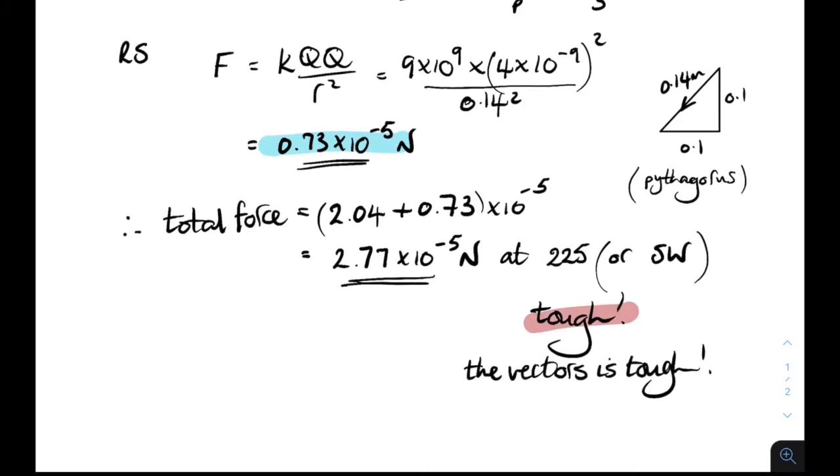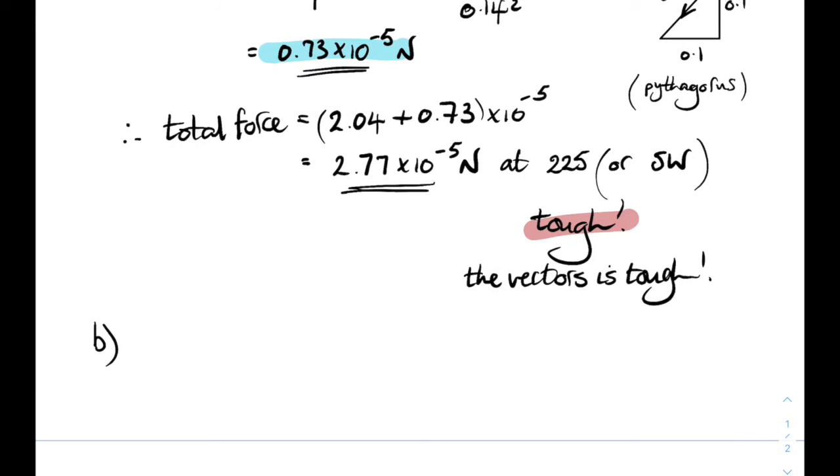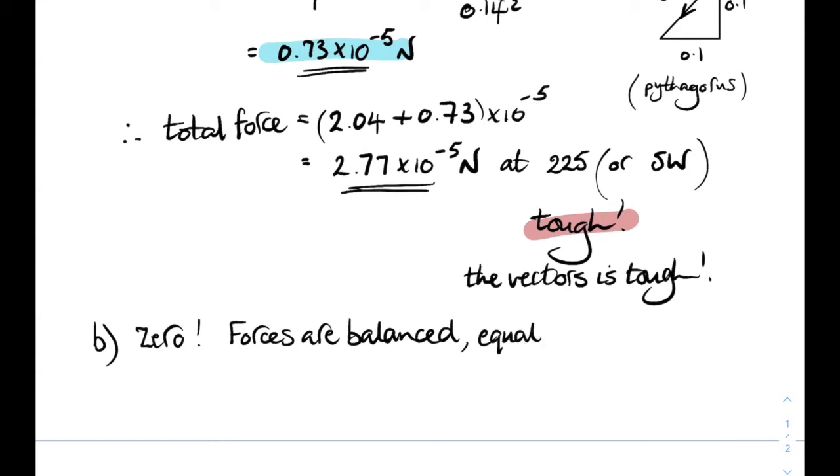Now there is a part B to that question as well. It says if you put another charge bang in the middle of the square, what would be the resultant force on it? Well, the resultant force would be 0, because the 4 charges at the corners of the square have all got the same charge, so the forces that they exert on it will all be the same. They'll be balanced, equal forces in opposite directions.